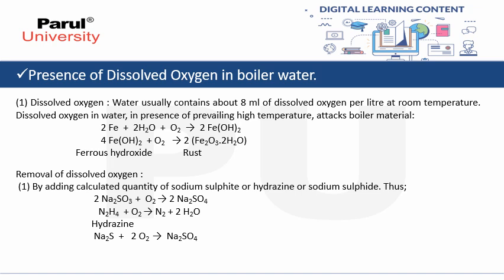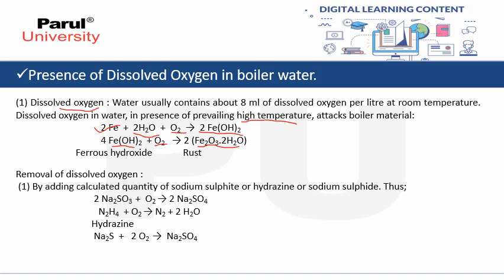Presence of dissolved oxygen in boiler water. Water usually contains approximately 8 ml of dissolved oxygen per liter at room temperature. Therefore, dissolved oxygen in water in the presence of high temperature attacks the boiler material. The iron, which is the material of the boiler, reacts with the water, and because of the presence of dissolved oxygen, it will form ferric hydroxide. This ferric hydroxide again reacts with the oxygen present in the water, and it will form rust. That means the boiler material, the walls of the boiler, will corrode.